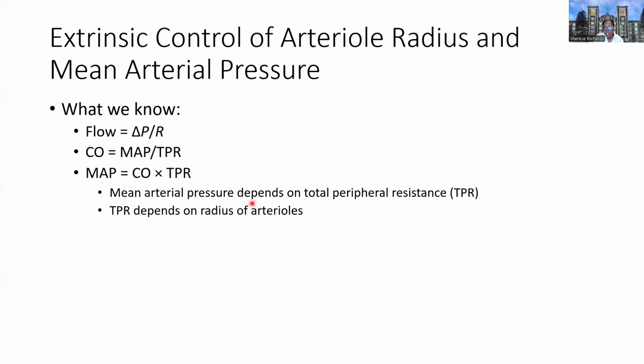So the mean arterial pressure is dependent on the amount of total peripheral resistance encountered. And we know that the radius size is what determines the resistance, all right? So modifying the radius size in turn modifies our total mean arterial pressure.